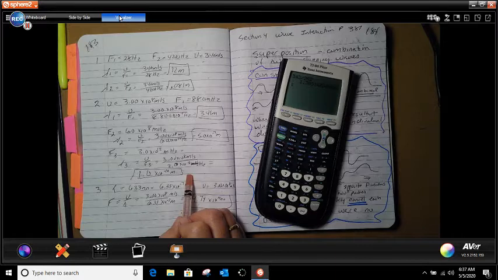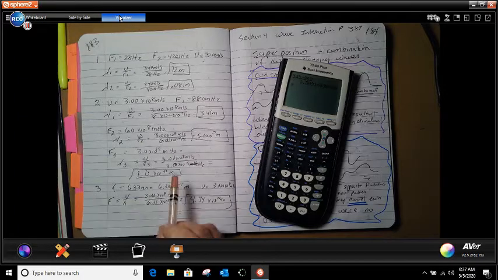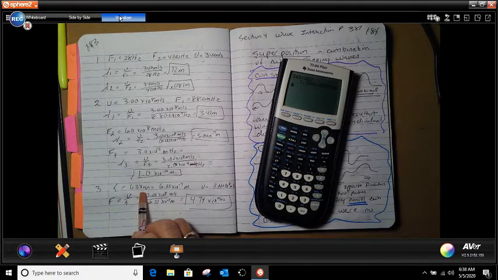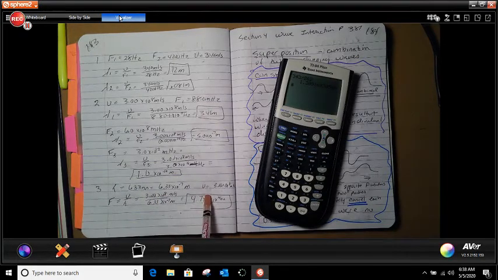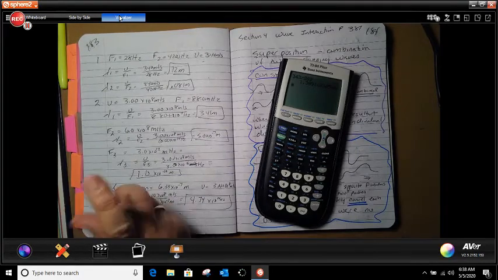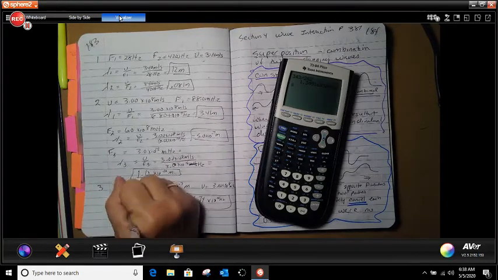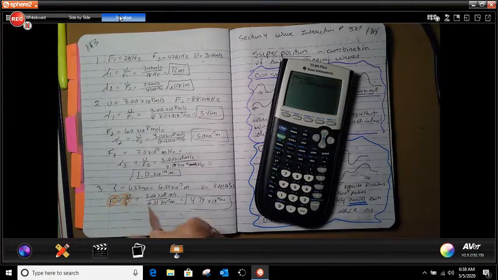Number 3, the red light emanated by a HeNe laser has a wavelength of 633 nanometers, and the light travels at 3.0 times 10 to the 8 meters per second. Well, this time we're looking for frequency. So we're going to change our formula just a little bit. We're going to use our V and our lambda to get our frequency.